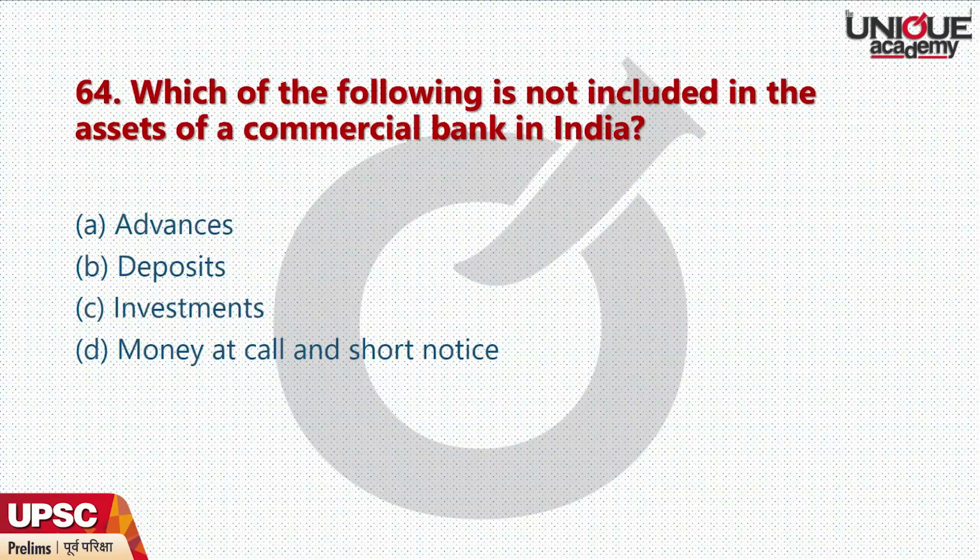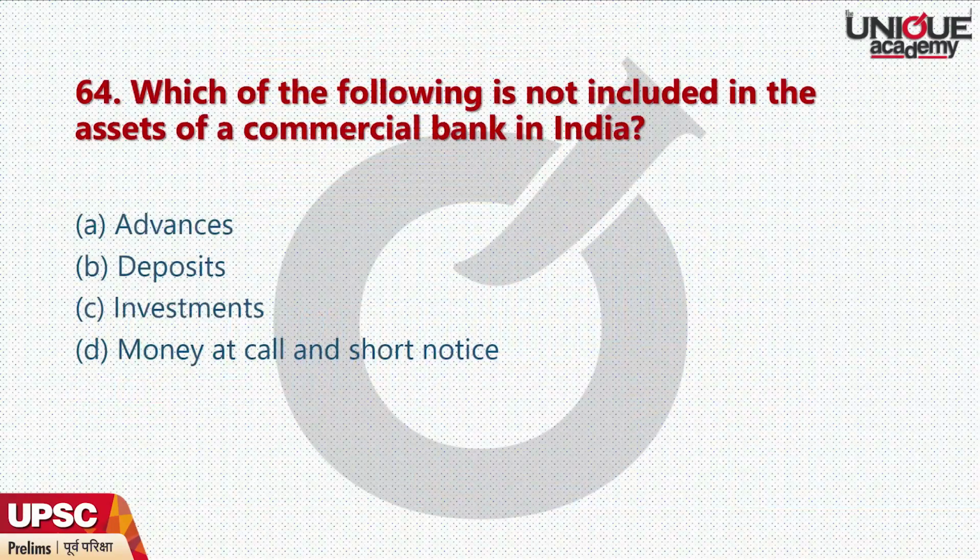Question number 64. Which of the following is not included in the assets of a commercial bank in India? Now see, when you are talking about the assets of a commercial bank, if you see the balance sheet of a company, it should show you what is mentioned under the assets and what is mentioned under the liabilities part. So under the assets part, whatever advances the bank is giving is of course obviously going to be a part of its assets. The investments of the banks are also an asset.